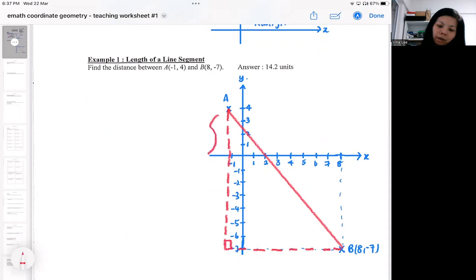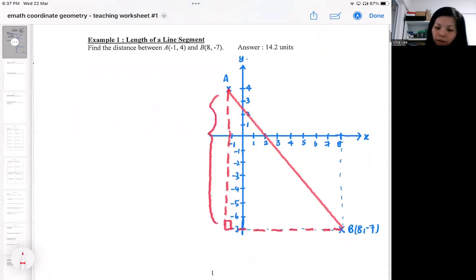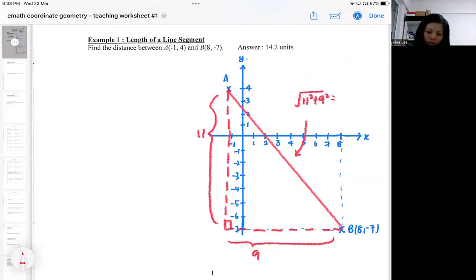So I'm sure you can count how many units are there. You can count. So you will get 11 units here. And here you will get 9 units. So if you do a Pythagoras theorem, you will have gotten the length. If you do according to Pythagoras theorem, it will be like 11 square plus 9 square. So that will give you something like square root 202. Okay, you will get a 14.2 units.